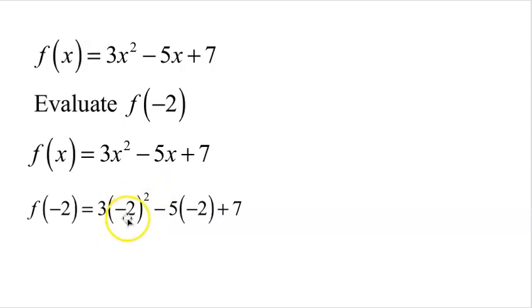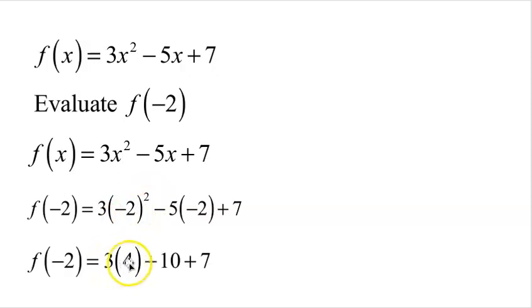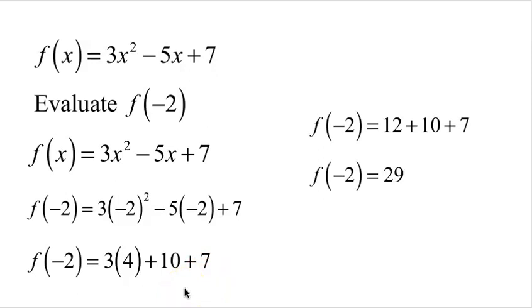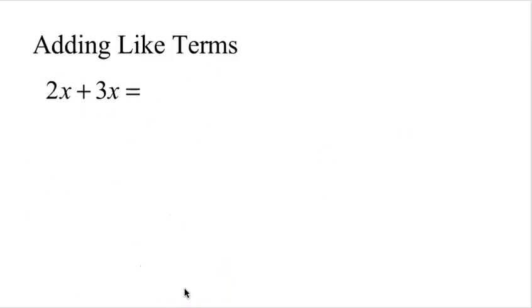Negative 2 to the second power means negative 2 times negative 2, which is positive 4. So we have 3 times 4, and then this is negative 5 times negative 2, which is positive 10, plus 7. 3 times 4 is 12, plus 10, plus 7, and we get f of negative 2 is 29.